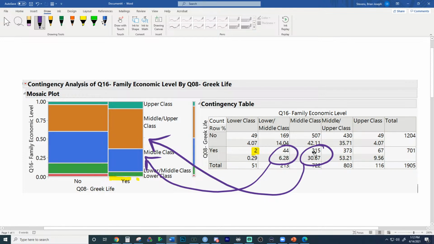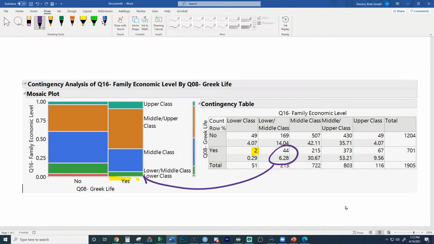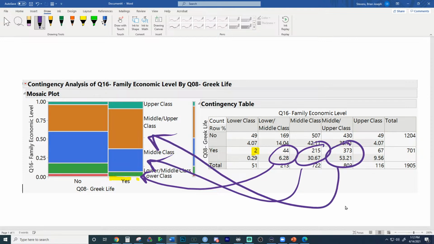There's 1, 2, 3, 4, 5 groups. 1, 2, 3, 4, 5. Oh, I missed, I skipped the green. This is this right here. The red you can't really see. That is that right here. That is that right here.